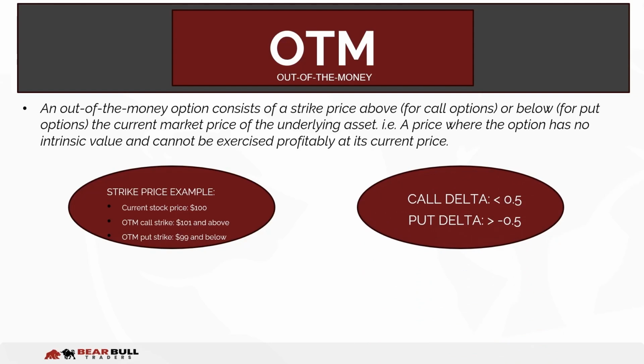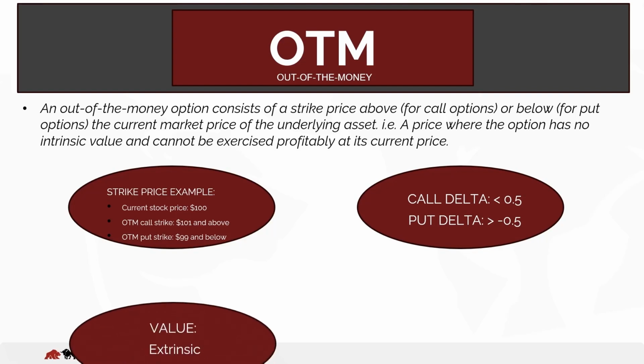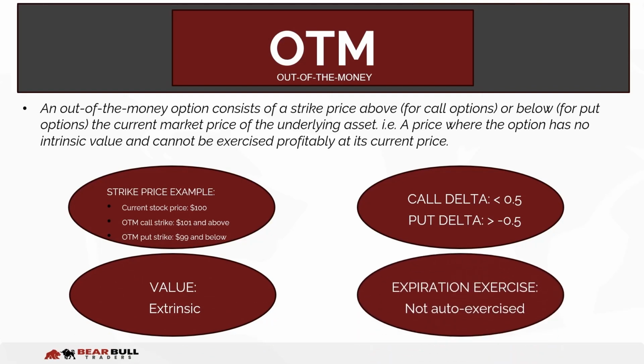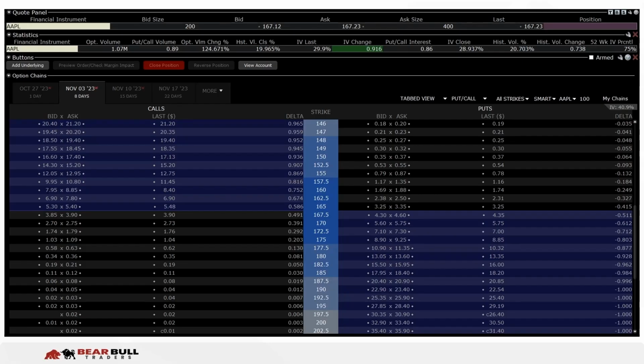The call delta for an out of the money contract will be less than 0.5, and the put delta for an out of the money contract will be greater than negative 0.5. The value held in these contracts is only extrinsic. Therefore, at expiration, they are not auto-exercised. Let's revisit the option chain.